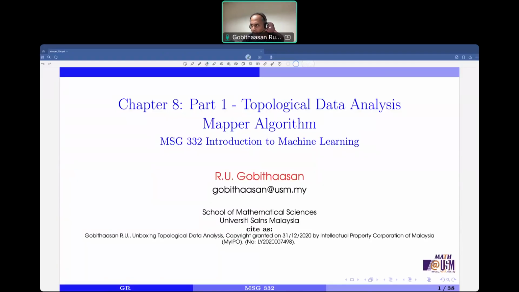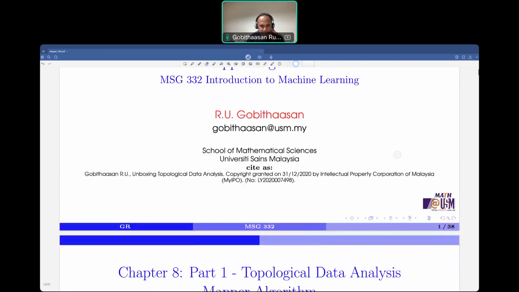Hello, very good morning. All right, so today I'm going to discuss the mapper algorithm. This will be the first part of a chapter called topological data analysis. Okay, let me start.